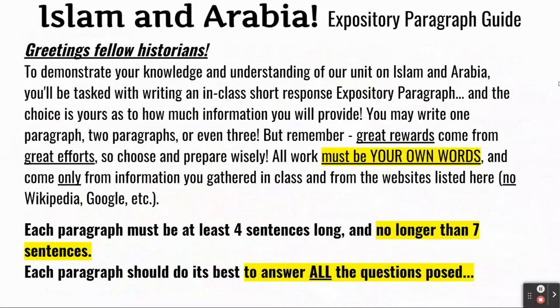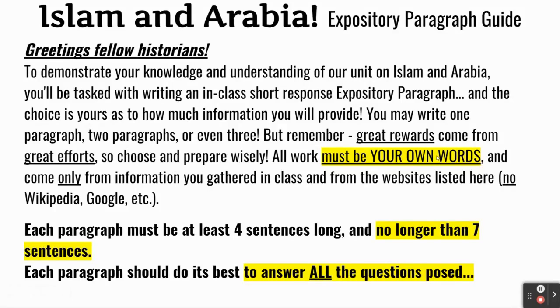It says, greetings, fellow historians. To demonstrate your knowledge and understanding of our unit on Islam and Arabia, you will be tasked with writing an in-class short response expository paragraph. And what we mean by in-class is that it's going to be written in class, and it will also be your only homework. And the choice is yours as to how much information you will provide. You may write 1 paragraph, 2 paragraphs, or even 3. But remember, great rewards come from great efforts, so choose and prepare wisely.